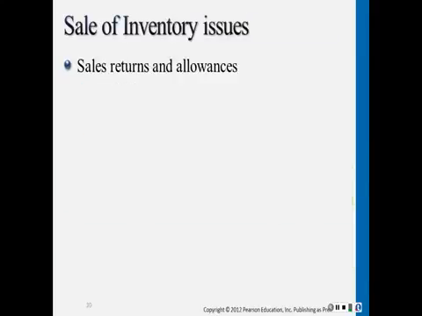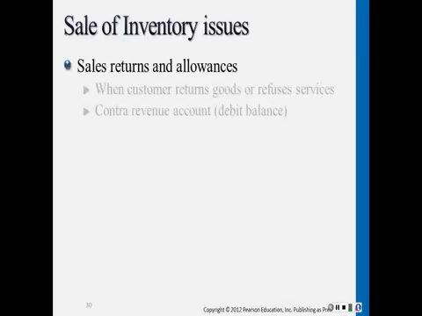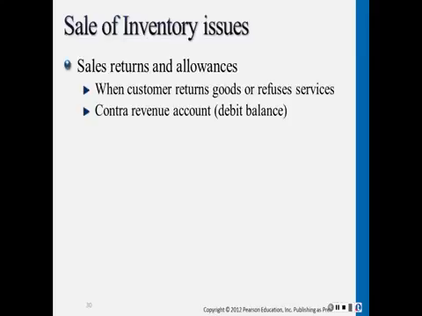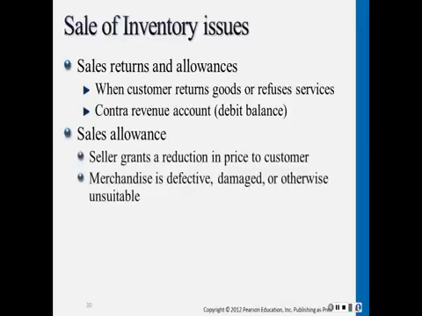After making a sale on account, a company may experience a sales return, where a customer returns goods or refuses services, or a sales allowance, where the company may grant an allowance to entice the customer to accept non-standard goods. This allowance will reduce the cash to be collected from the customer. Both sales returns and allowances are debited to one account. This account is a contra revenue account with a normal debit balance.